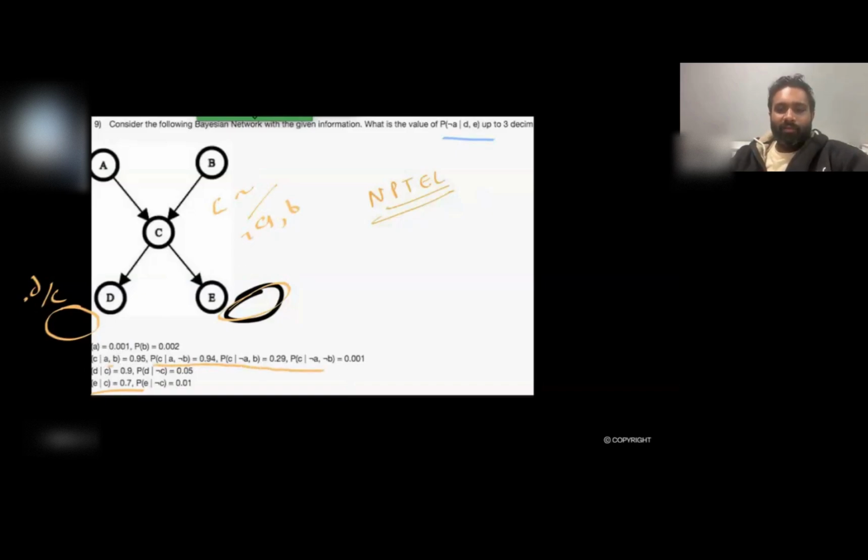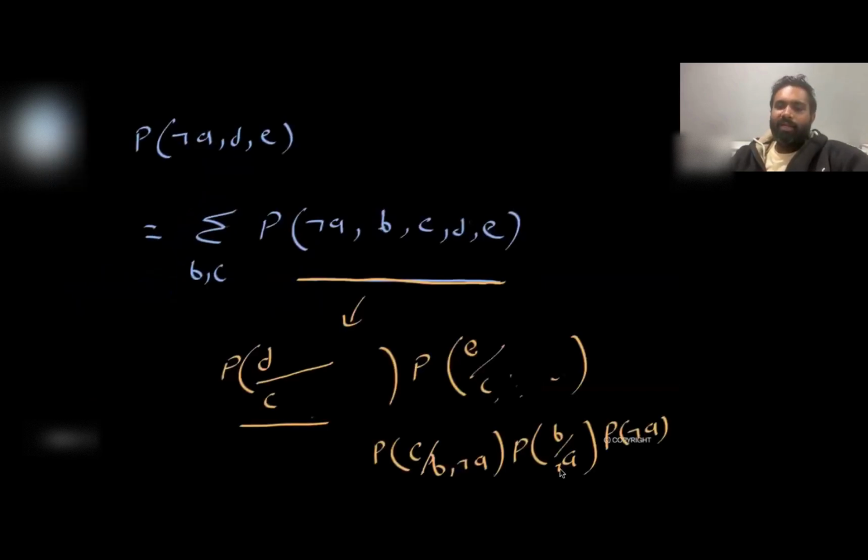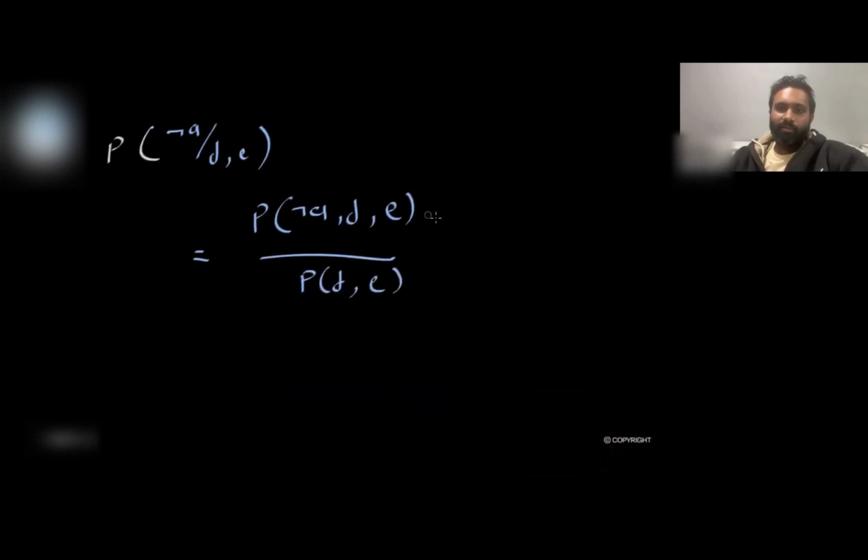And B given A complement, can you simplify it? Yes, B and A are independent without conditioning. So B given A complement is nothing but the probability of B. You have all the entries from the table. You just replace it and you will get one term. Likewise, how many terms are there? Four terms. You calculate all four terms and you will get your numerator. Similarly, you will get the denominator.